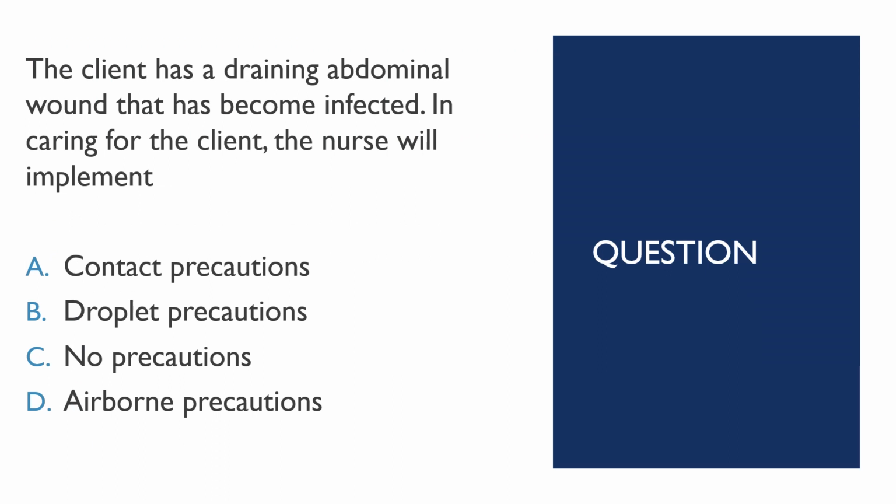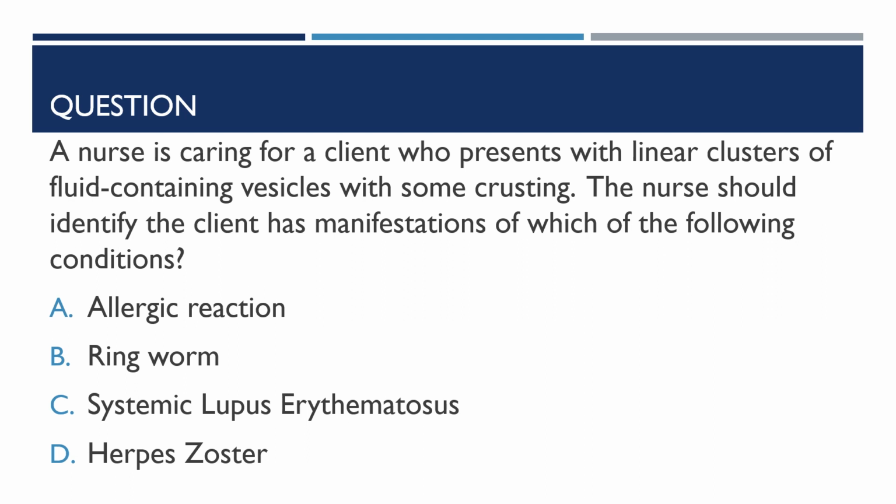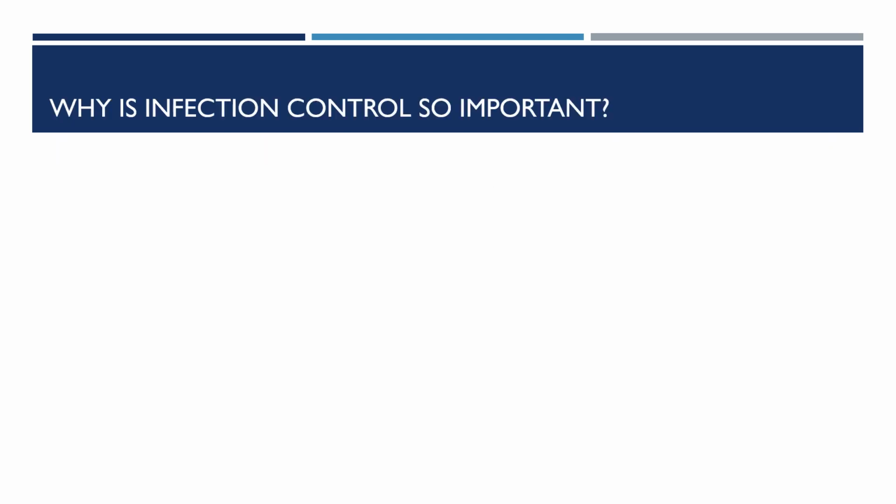All right, so the client has a draining abdominal wound that has become infected. In caring for the client, the nurse will implement which precautions? Contact precautions, droplet, no precautions, or airborne precautions? What do you think? Contact. It's going to be contact precautions, by the way. All right, I'm going to let you read through this.